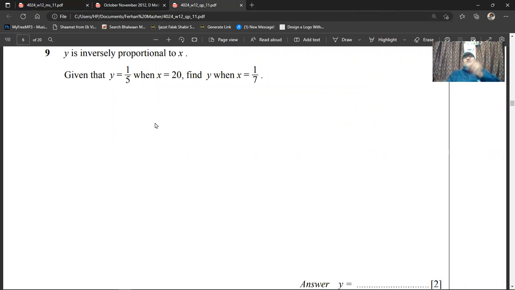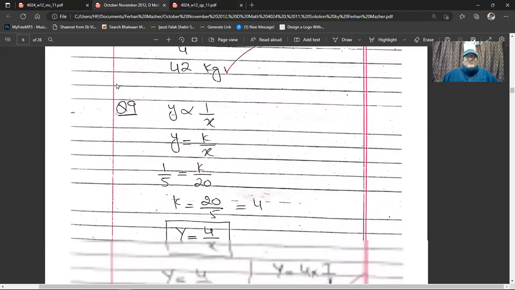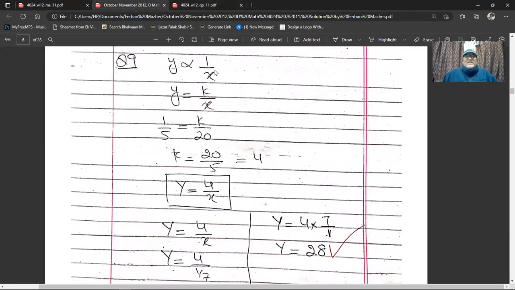Okay, y is inversely proportional to x. So when something is inversely proportional, we say y is proportional to 1 by x. When you remove the proportional sign, you put an equal sign, so you introduce a constant here, and that constant is k. So y is equal to k by x.